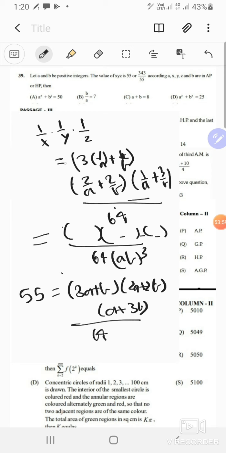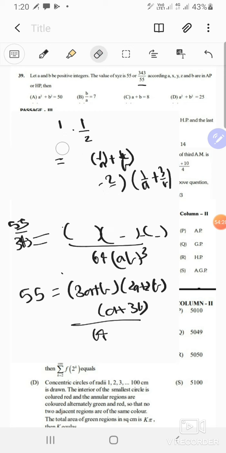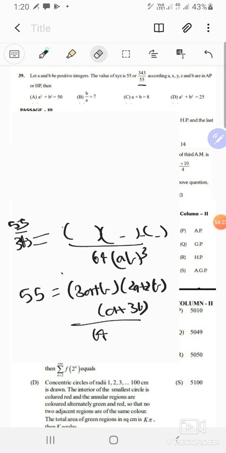Then 1 upon x, 1 upon y, 1 upon z, that's going to be the reciprocal of this thing, so that will be 55 upon 343, right? Because we are given that xyz is equal to 343 upon 55 if these are in HP, so it will be the reciprocal of that. So what can we do with that? We can basically divide. If we divide this equation by this equation, we get 343 on the left hand side, equal to ab cubed, which means that a times b is equal to 7.